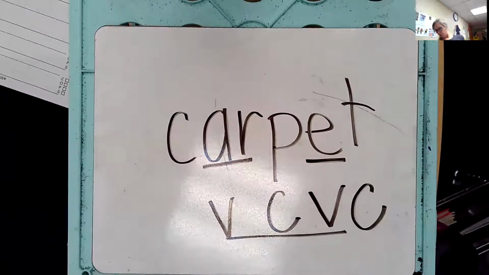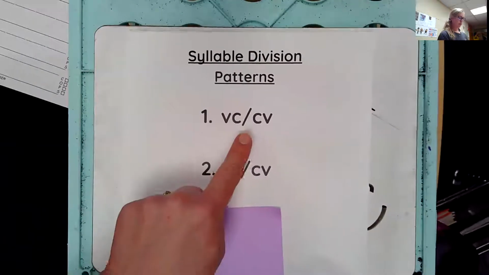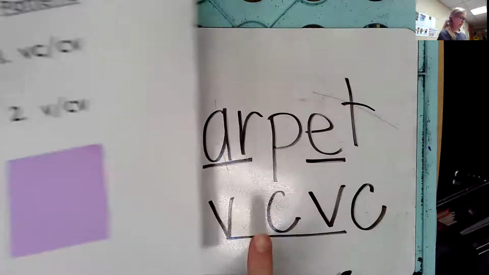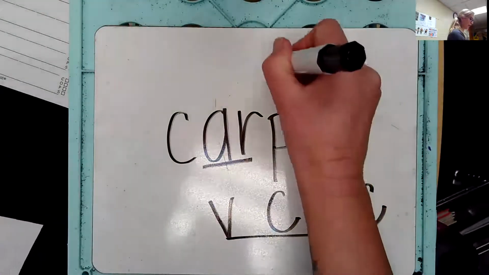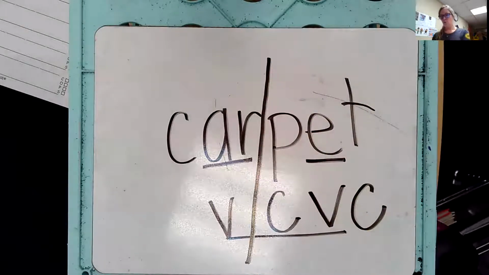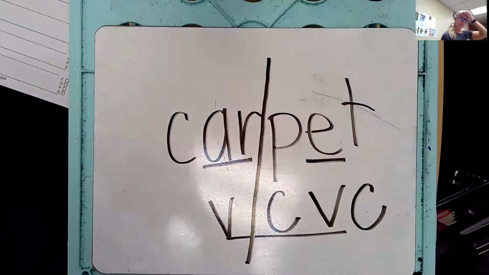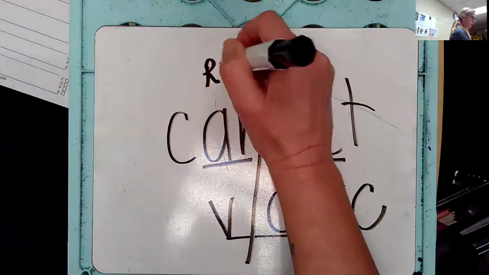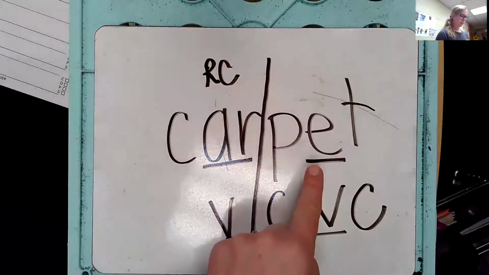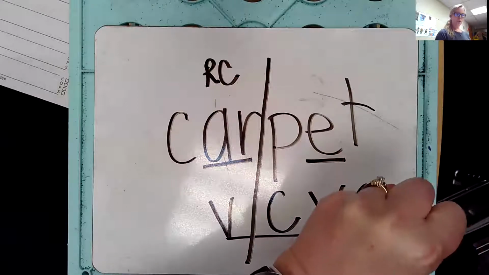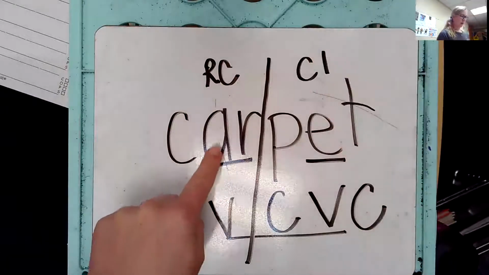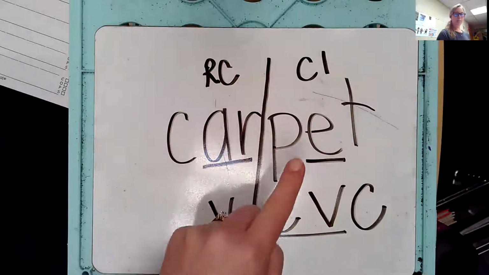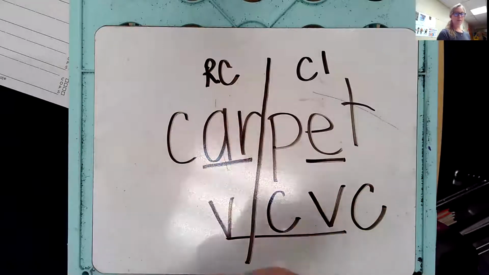Now, remember, our syllable division pattern says the most common way is between the consonants. I can't do it here. So the next way is after the vowel before the consonant. We have to keep the R with the vowel because that's our pattern. AR says R, mark it, R control. Go to the second syllable, vowel, then a consonant. Closed syllable, mark it. I know this says R. I know this says eh. Here we go. K, R, car, pet, pet, carpet, carpet.